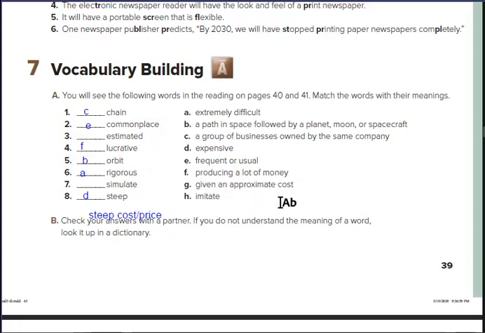Give an approximate cost, and we have imitate. Estimated or simulate? Imitate. Simulate, yes. So here it is with the word simulate. So here we have the word simulate. So simulate, imitate. Given approximate cost, what will it be? Estimated. Okay. So it is the word estimated.